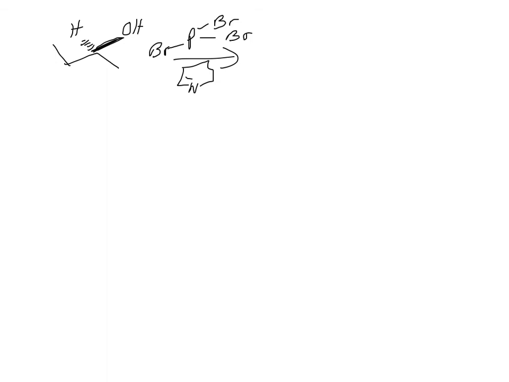Let's do something else. I'm going to do one without tassel. I'm going to have a secondary alcohol react with PBr3. And I do need to have some pyridine. Got some pyridine in there. First step, the alcohol needs to get activated. It's going to attack the delta plus phosphorus.